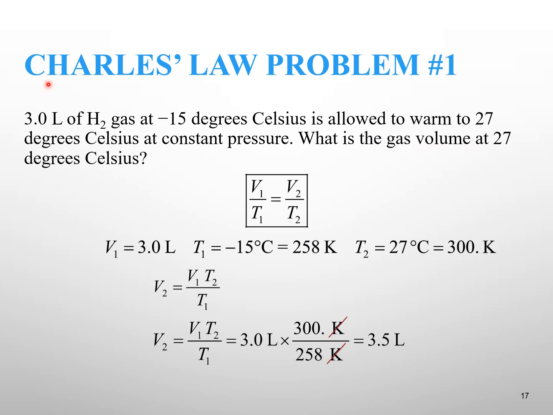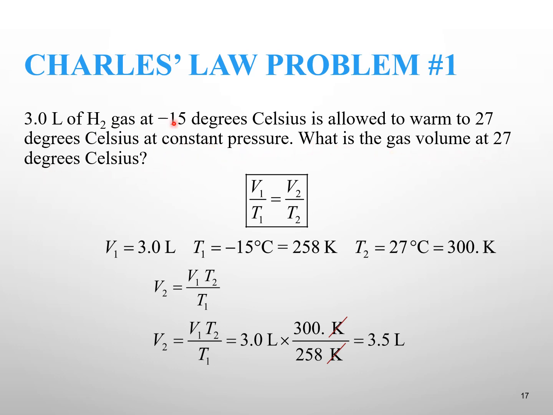So we're going to look at a Charles' law problem here. We have 3 liters of hydrogen gas at negative 15 Celsius that is allowed to warm to 27 degrees Celsius at constant pressure. So we have constant pressure and a constant amount of gas, okay? What is the new volume at 27 degrees Celsius?